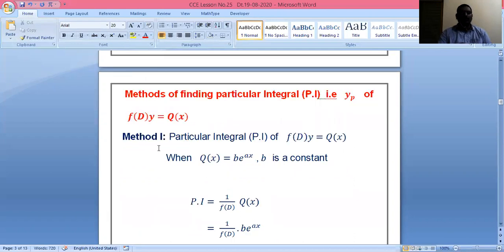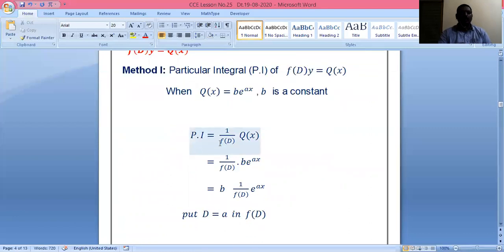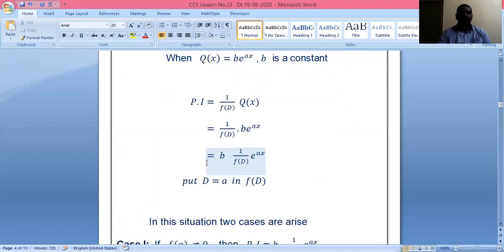In method 1, particular integral PI of f(D) y = Q(x), when Q(x) = b e^(ax), where b is a constant, PI = 1/f(D) Q(x), that is equal to 1/f(D) b e^(ax), where both b and a are constants. That is equal to the constant b into 1/f(D) e^(ax).